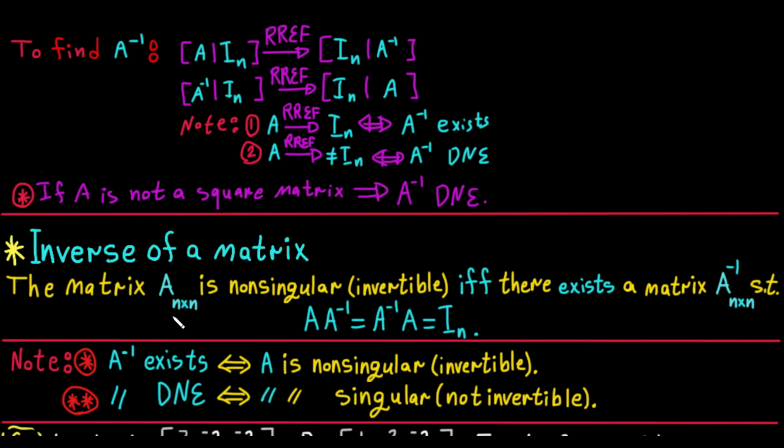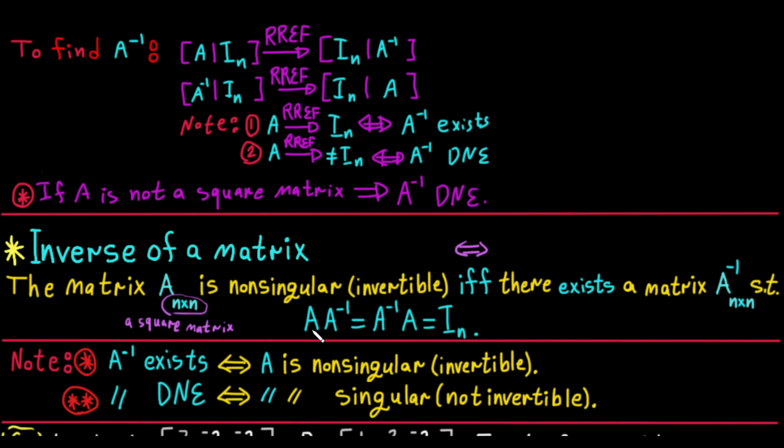The matrix A, which is n by n, which is a square matrix, is non-singular, or they call it invertible, if and only if there exists a matrix A inverse such that A multiplied by this A inverse equals A inverse multiplied by A equals identity.